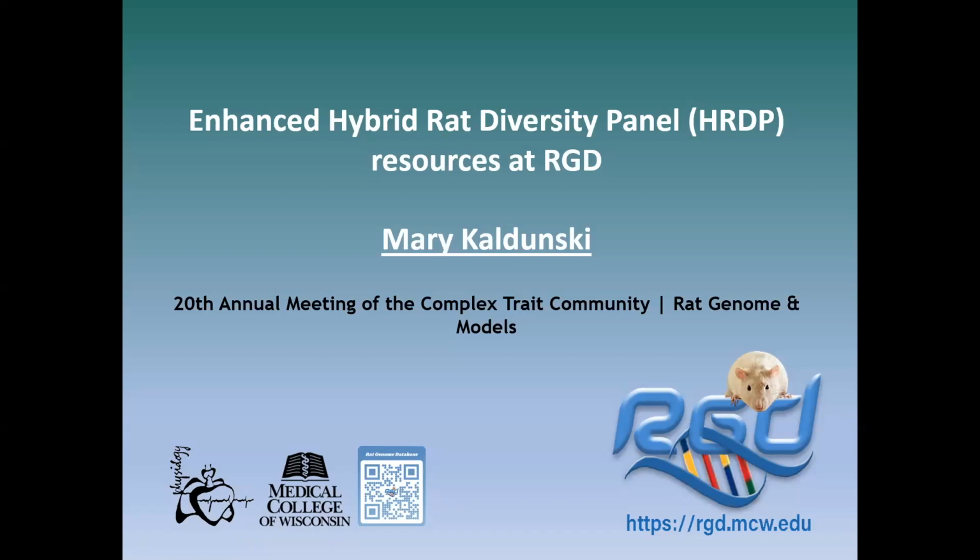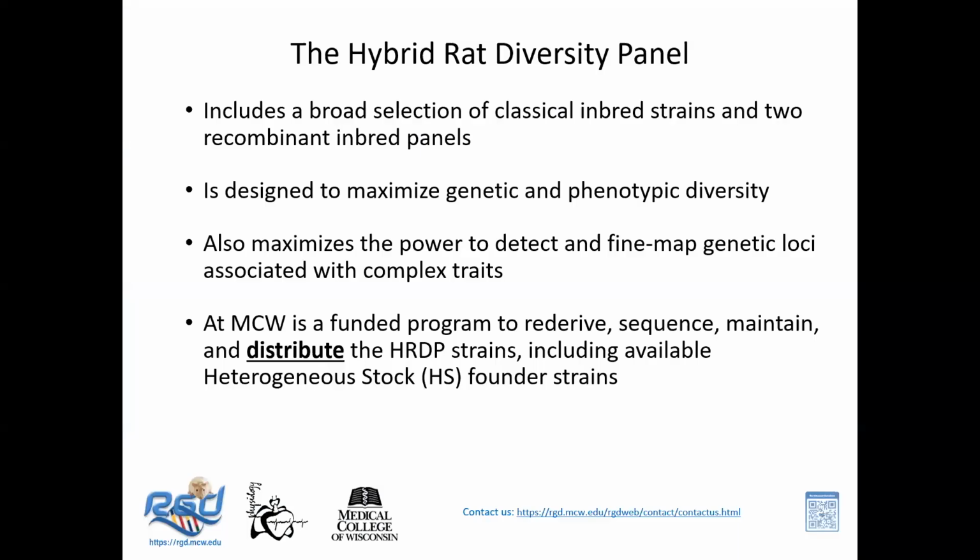My talk is about enhanced hybrid rat diversity panel resources at the Rat Genome Database. The hybrid rat diversity panel has been talked about in other talks. It's a broad selection of classical inbred strains and 2 recombinant inbred panels, which are designed to maximize genetic and phenotypic diversity, which also maximizes the power to detect and fine map genetic loci associated with complex traits.